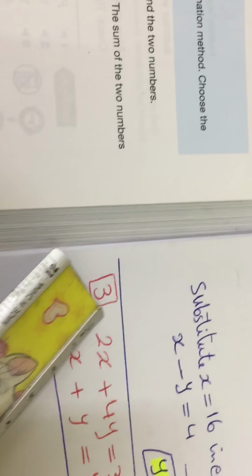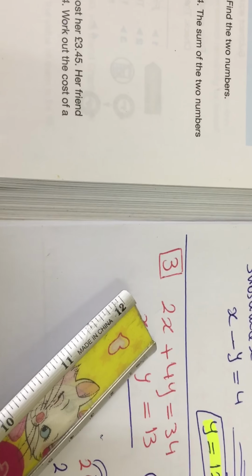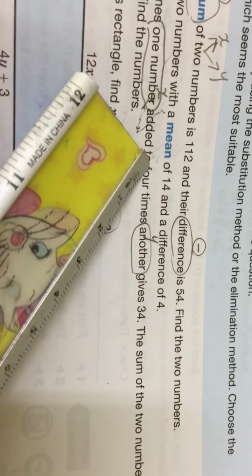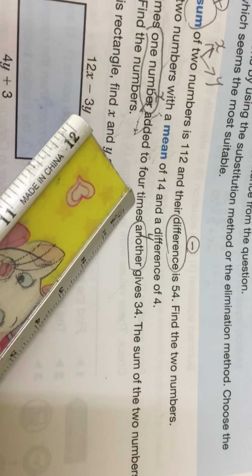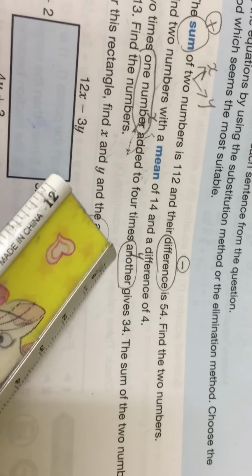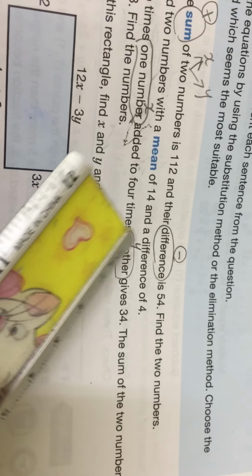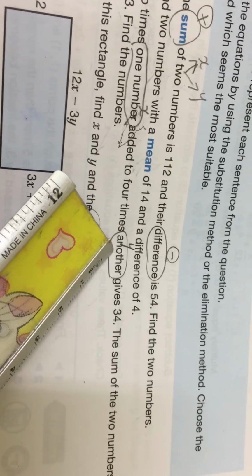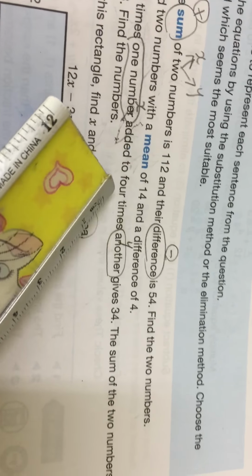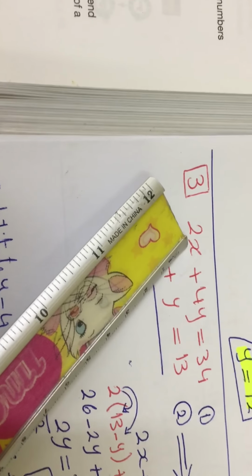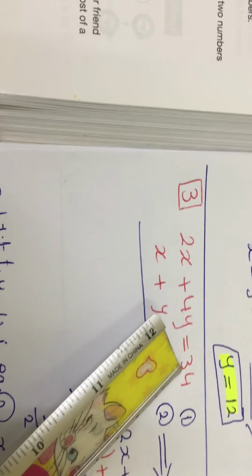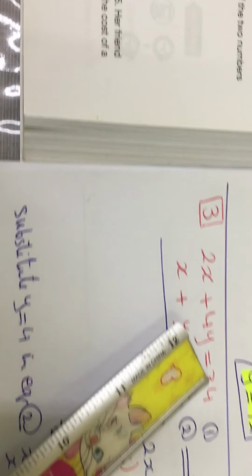Added, so 2x added to 4 times, that's to say multiply by 4. 4 times another number. Let's put the other number y, or let the other number equal y. 4 times, so it will be 4y, like this. So 2 times one number added to 4 times another equals 34. I wrote the first equation.